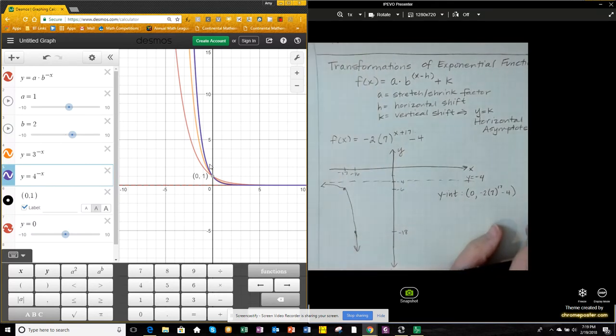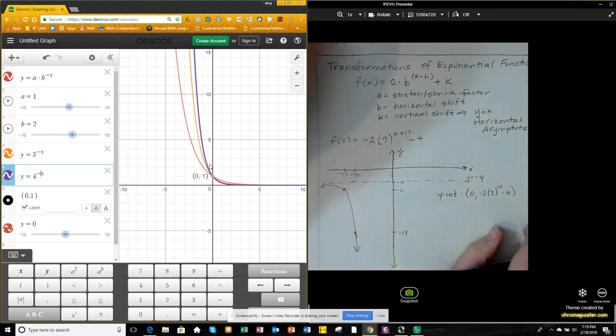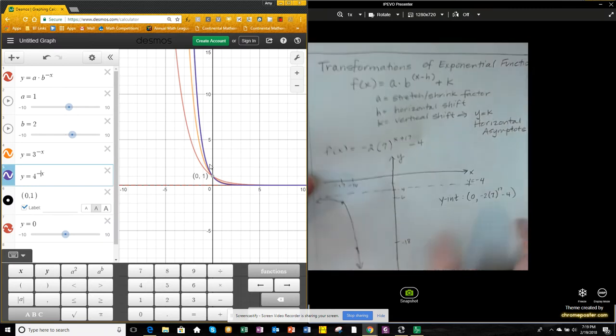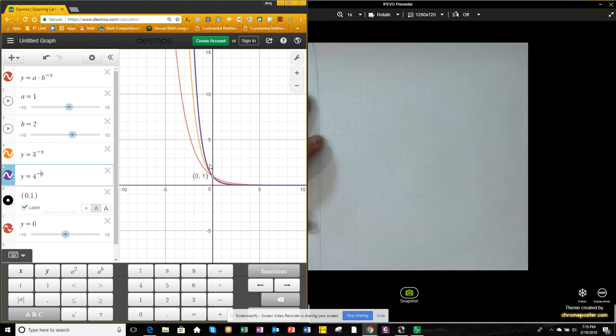All right, so that's how you would graph an exponential function. And I chose one that had some wild numbers, just to be a little bit different.